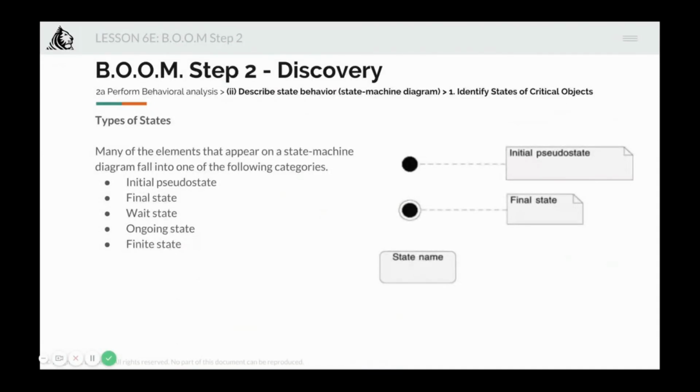Ongoing state, that's the second one. The object is performing some ongoing process and stays in this state until some event interrupts the process. For example, a system to manage the work of health inspectors has an inspector state monitoring compliance that ends only when management instructs the inspector to discontinue. And finally, there is a finite state. The object is performing some work that has a definite end. Once the work is over, the object passes out of the state.